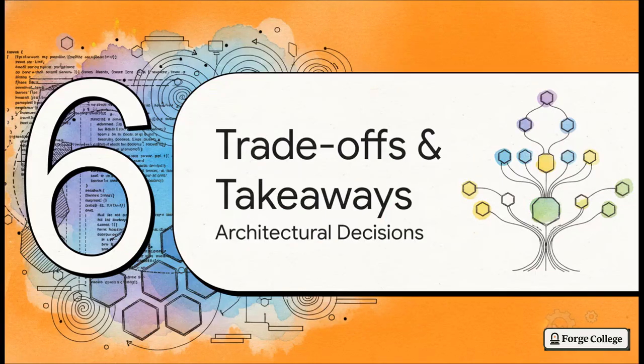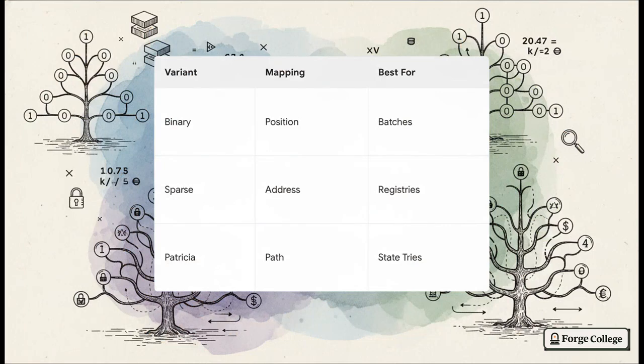Finally, Section 6, trade-offs and takeaways on these architectural decisions. As you'll see in some of our other Forge College courses, we actually explore these data structures in live code, which is super fun. But before you write a single line of code, we really need a final synthesis of these trade-offs. So here's the master schematic table putting it all together. This summarizes exactly when an architect should choose each variant.